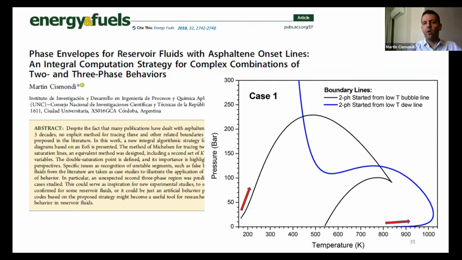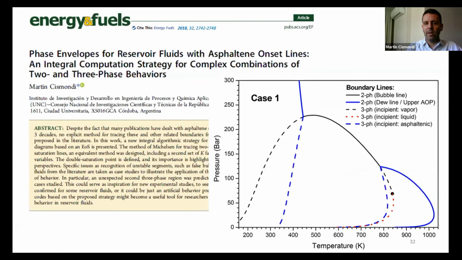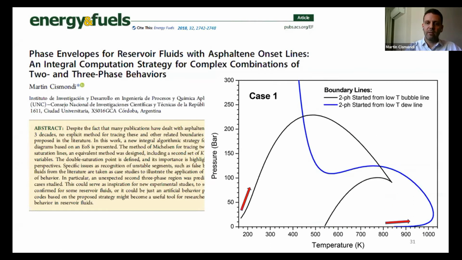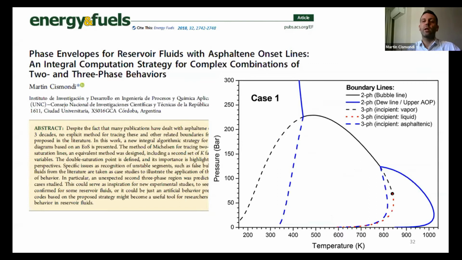So when you have this, the external segments will be stable, but then in order to complete the stable predicted phase diagram, you have to discard the unstable internal segments. So we go from this to this once we discarded the unstable segments, and from this double saturation points, we have the information to start the calculation of these three-phase border lines and complete this type of diagram.